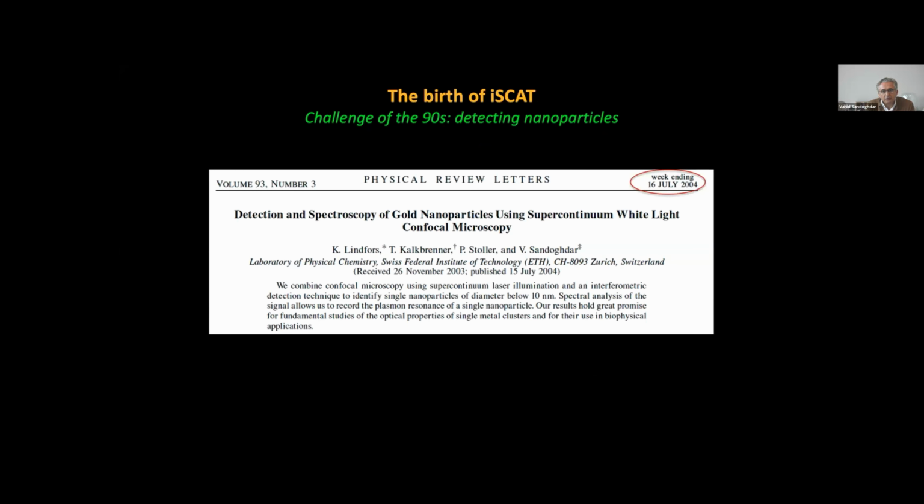I think the first reference to what we now call iSCAT was in this paper officially, where we showed that we could do detection and spectroscopy of gold nanoparticles. This was published in 2004. The context of this work should be understood as the tail of single molecule microscopy, where people were already quite aware that fluorescence has its limitations, and were looking for alternatives.